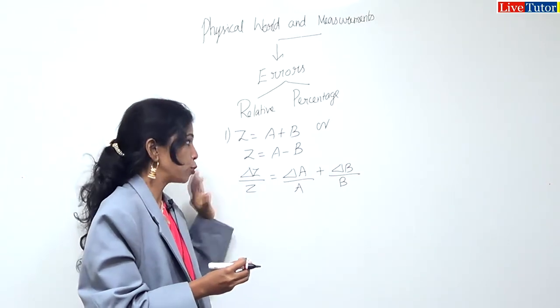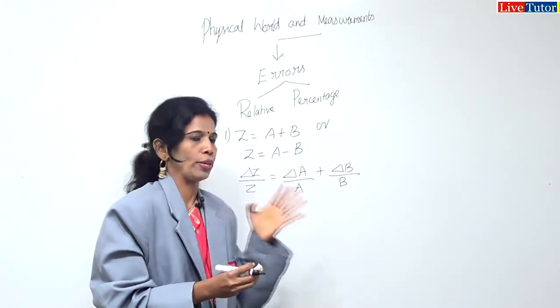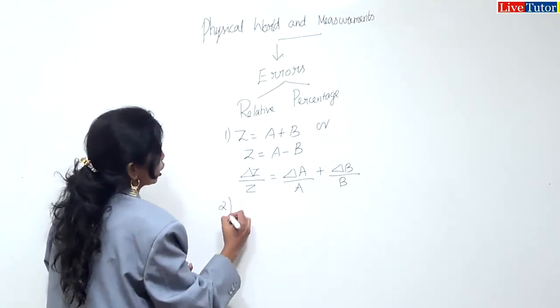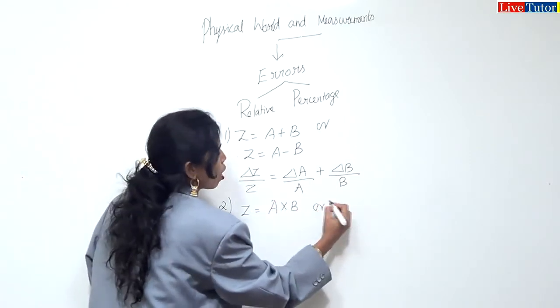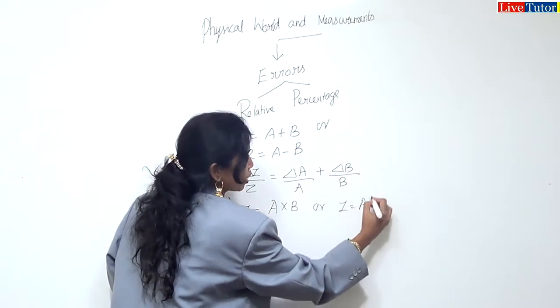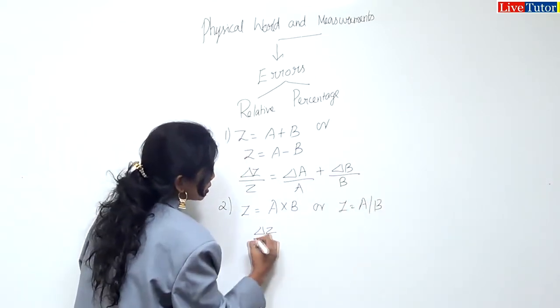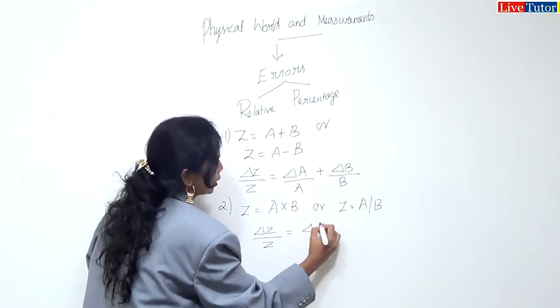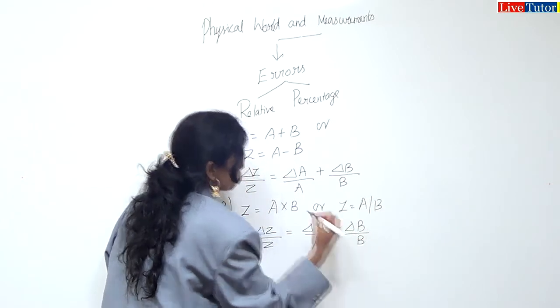Keep it in your mind, don't forget it, because errors have to be added always. And the second case, if a physical quantity is represented as multiplication or division, again the errors have to be added. Del z by z is equal to del a by a plus del b by b.